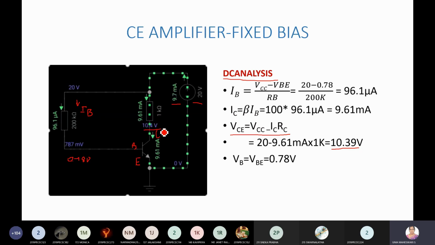So in your simulation, it is showing 10.4 volts. Then as I told you, VB is going to be the same as before, so that is 0.78 volts. So that's all about your theoretical calculation. This is what your simulated results show. So both are going to be matching.